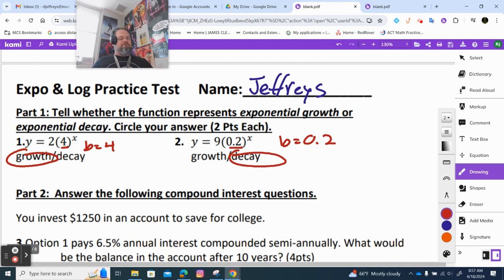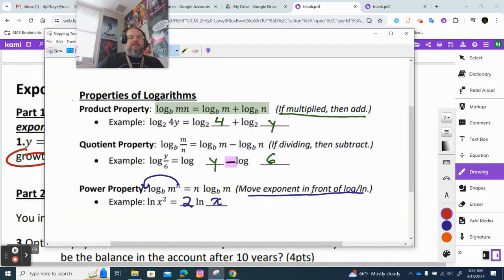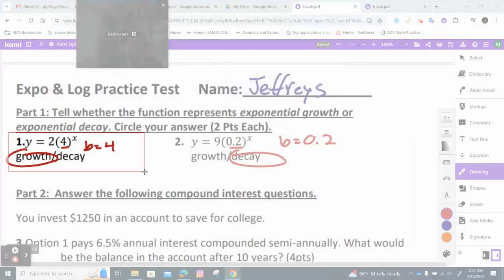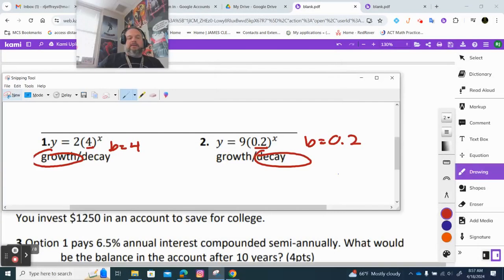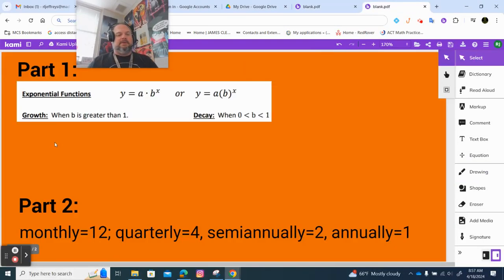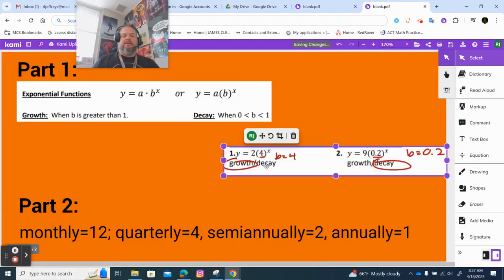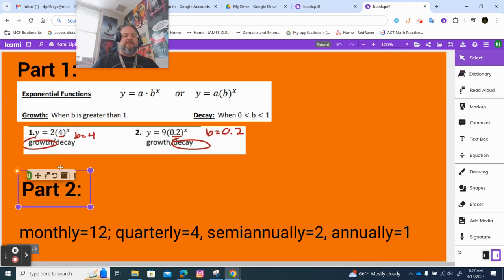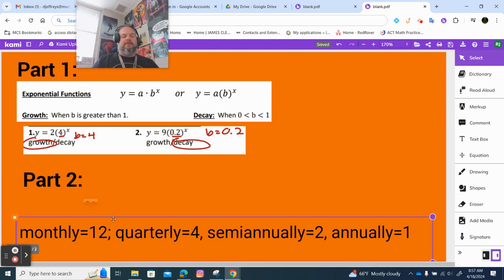All right, so make sure to answer that. And if you wanted to, you could grab that, snip it, and put it in. And there you go. But that's if you wanted to. Now, remember, this is just an example.